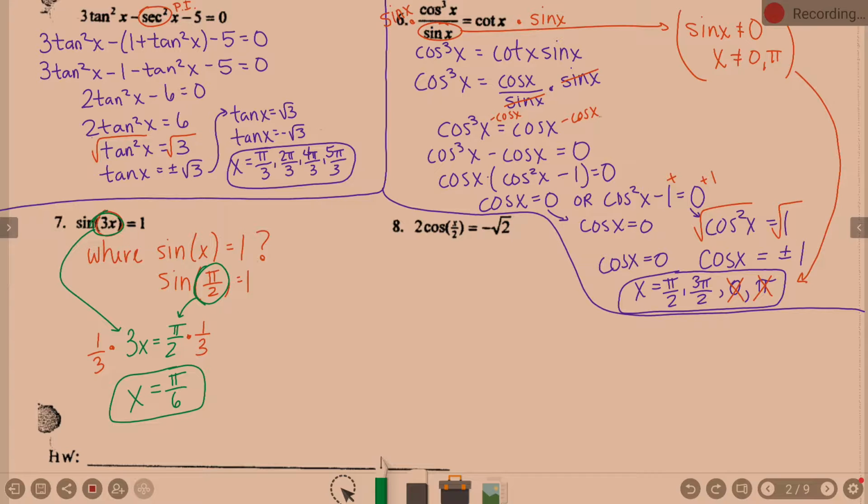Okay. So just when you have something other than x in there, figure out where your answer would be if it was just a regular x, and then set those pieces equal to each other. That's going to be my best suggestion there.